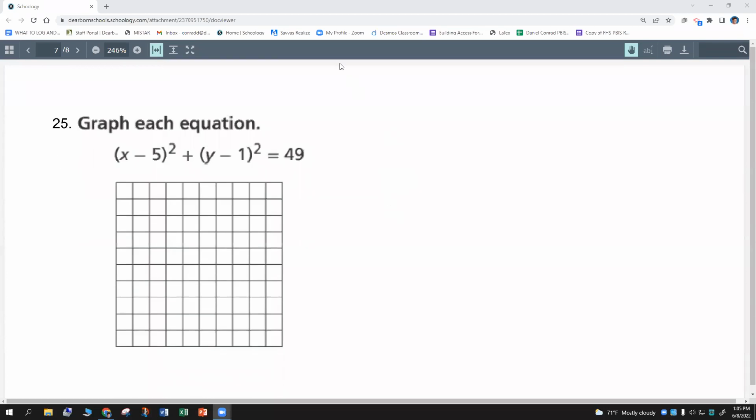Number 25 wants us to graph. So again, we need the center and the radius. So our center should be 5, 1. Right, so it's x minus 5, so h is 5, and then y minus k, so k is 1, so h comma k is our center. And then r squared equals 49. Take the square root of both sides, that means r is going to be 7. The square root of 49 is 7.